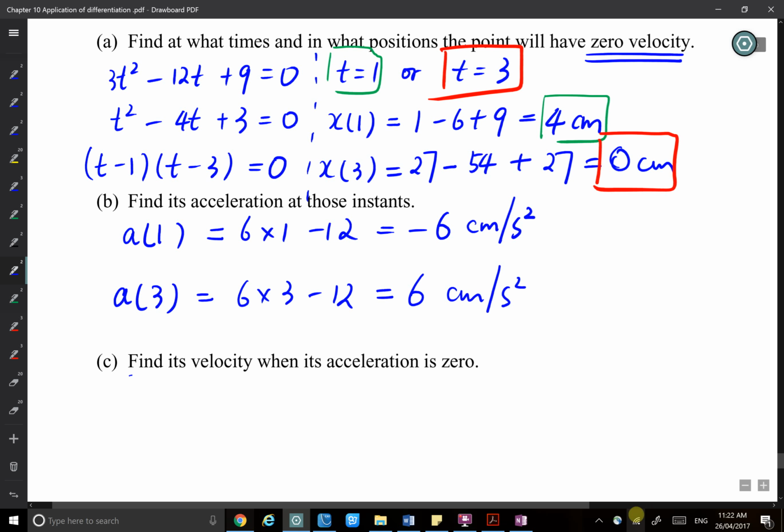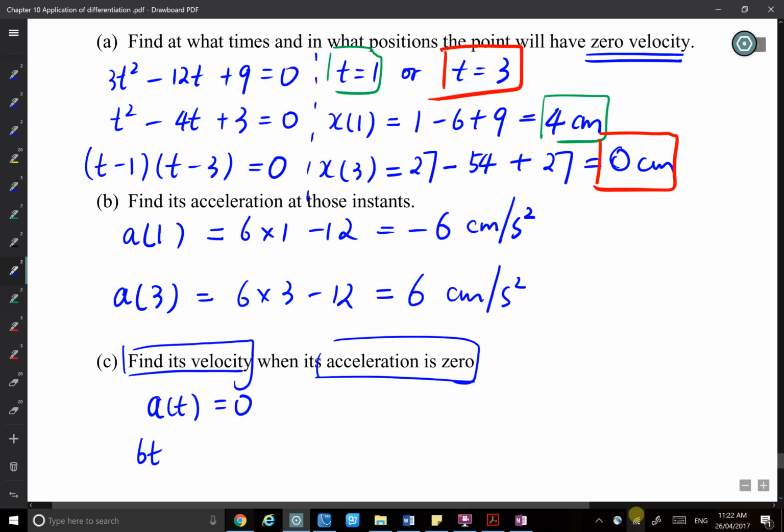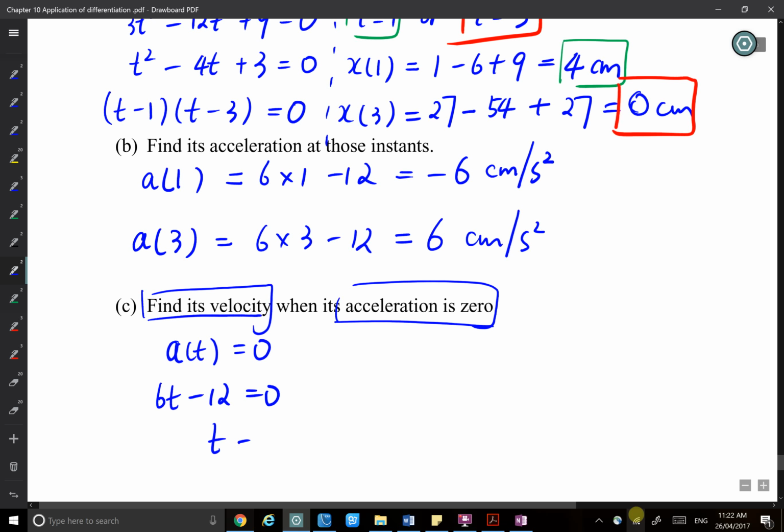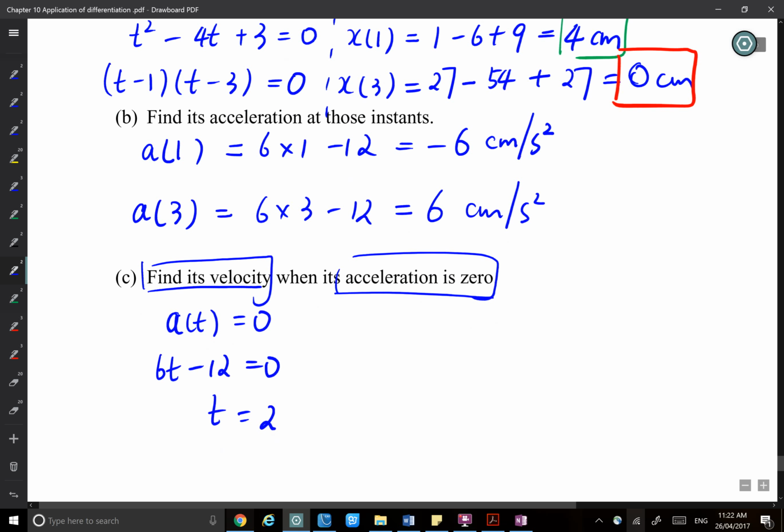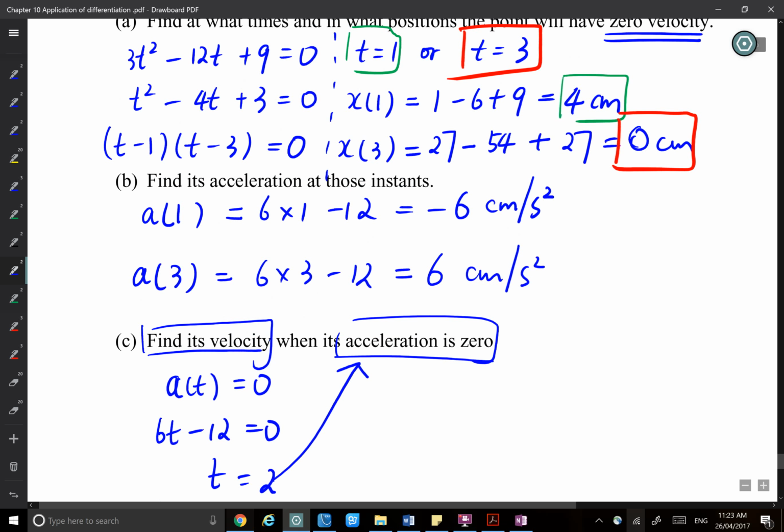Next one is find its velocity when the acceleration is 0. So when you have a(t) equals 0, which is 6t minus 12 equals 0, t will equal 2. Okay, at t equals 2, your acceleration is 0. Then you want to find the velocity at that time. So you want to find v(2).